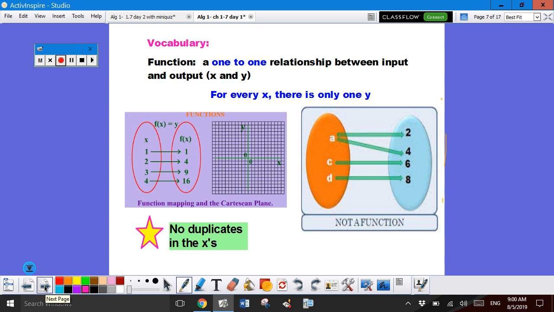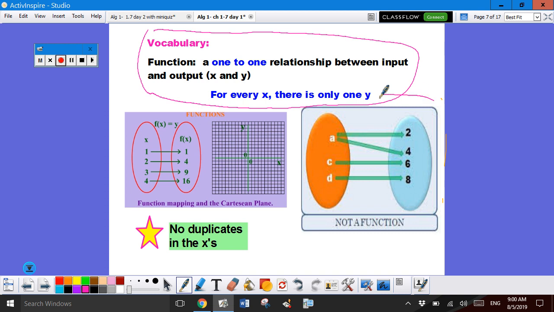Okay, so I'm going to take a minute and I want you to pause here and write some vocabulary. I want this written down. I want this drawn in your notes, and I want this written down. So pause here and let's copy those 3 things. And then we'll do eyes up and talk about it.